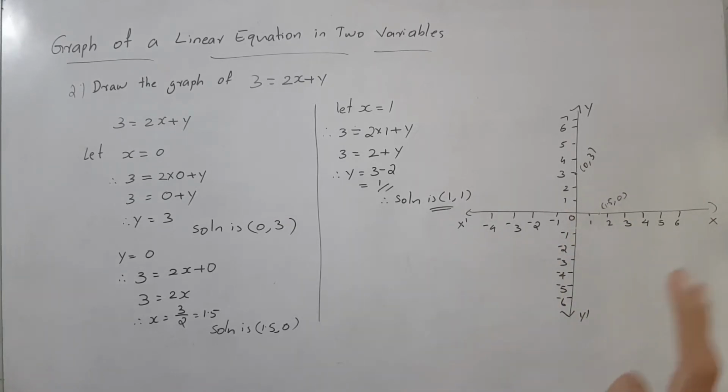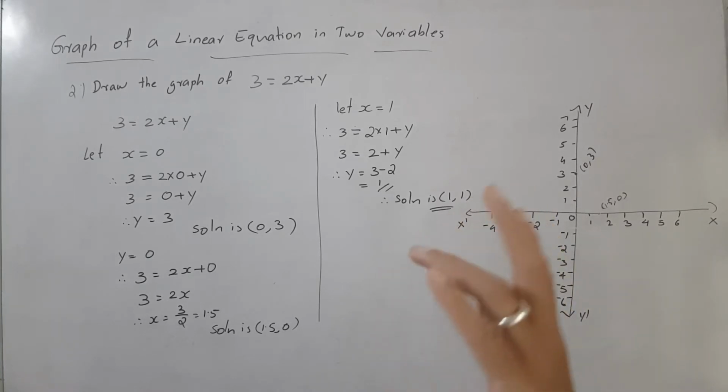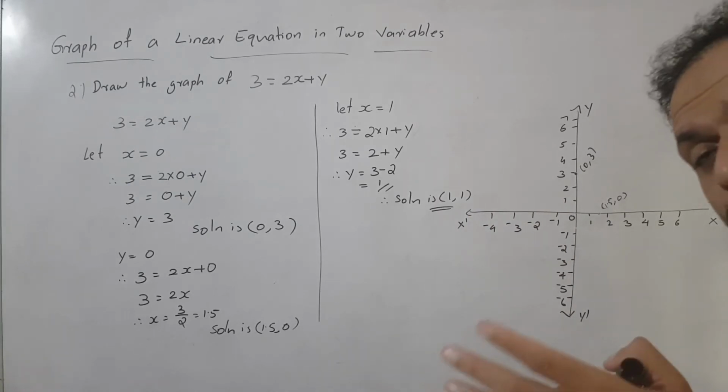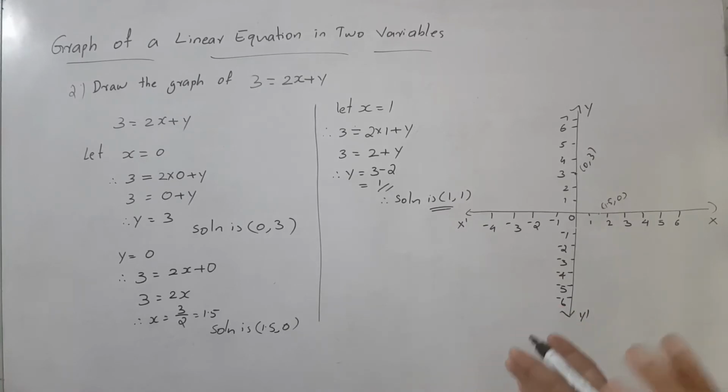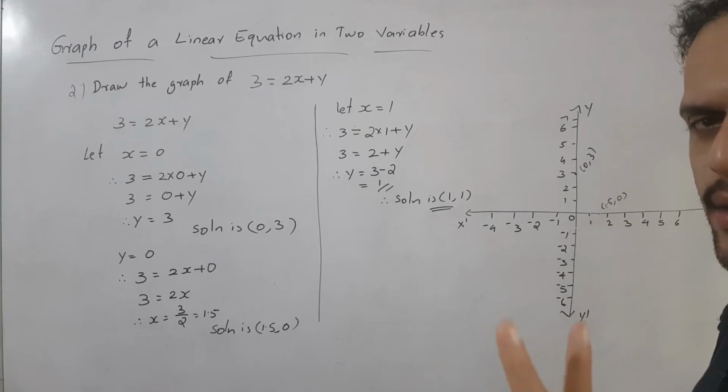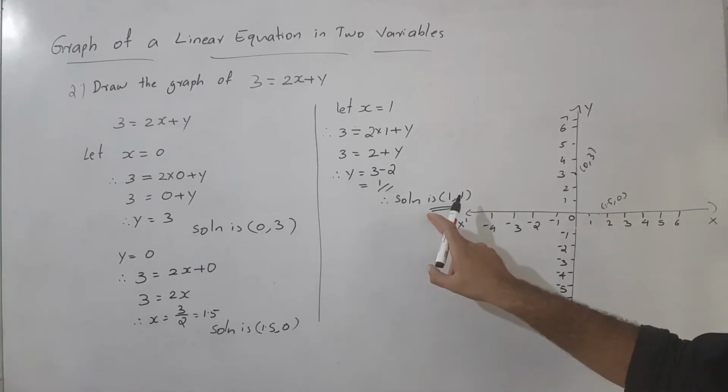For drawing the graph, at least how many solutions is enough? We need to plot only at least 2 solutions. That is enough, at least 2 solutions. If you mark all the points, it's not a fault, it's not wrong. It's correct. But for drawing the graph, at least how many do we need? 2.